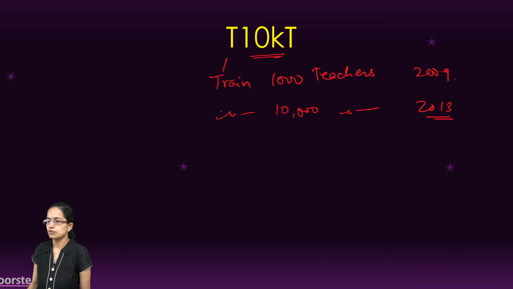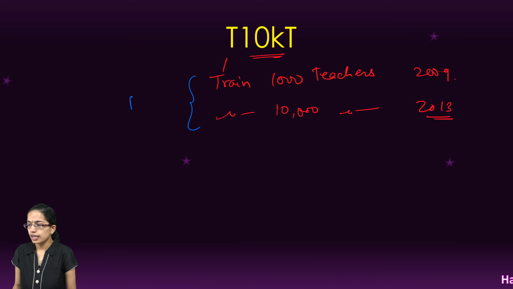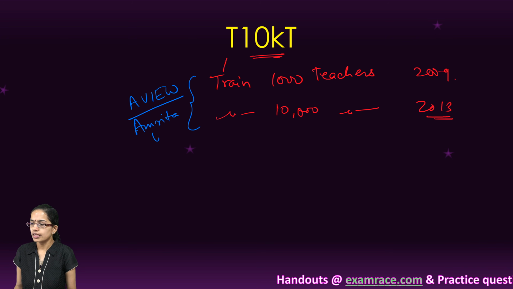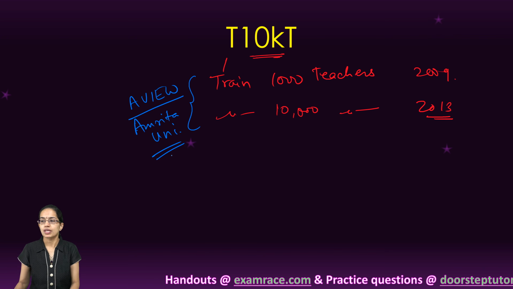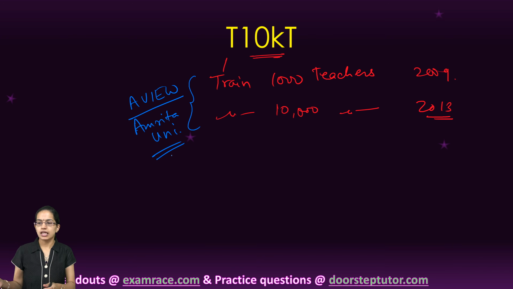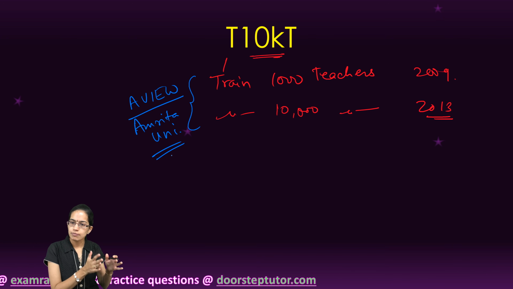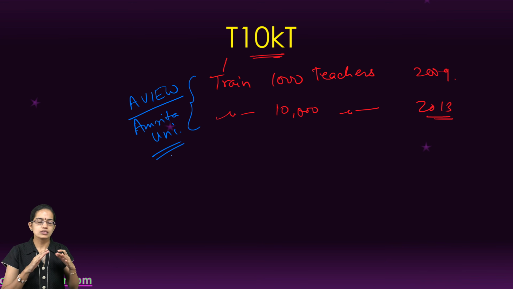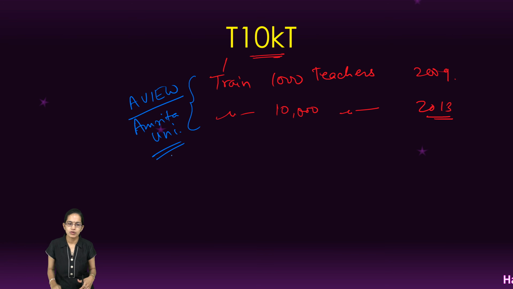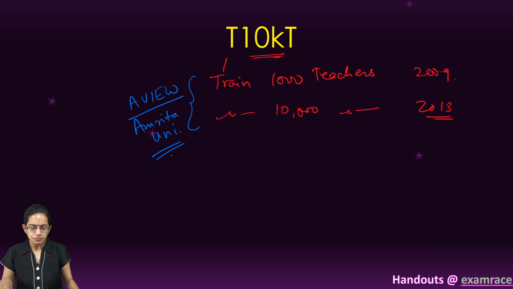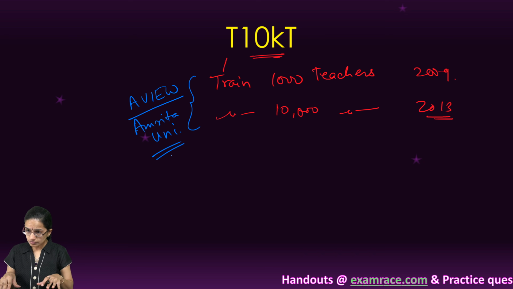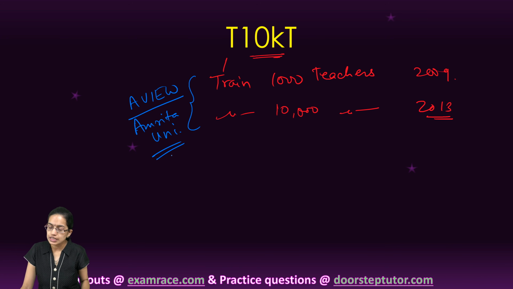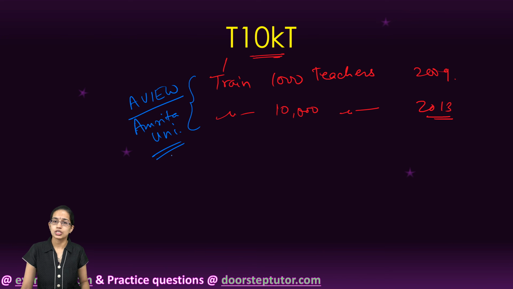Then you have this whole framework that was laid down by the AVU, and AVU is a unit of Amrita University. So again, an important question: what is T10kT, which is train 10,000 teachers, a goal established in 2013 under IIT Bombay, and this was under the aegis of the Pandit Madan Mohan Malviya National Mission for Teachers and Teachers Training.